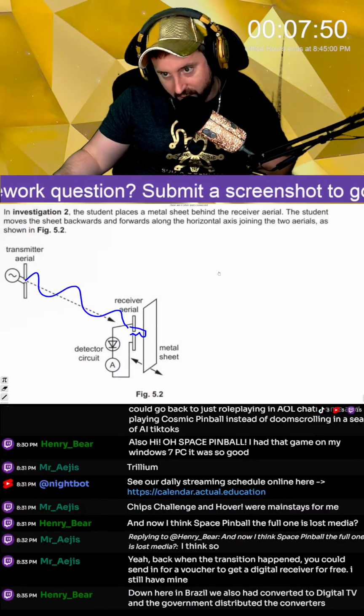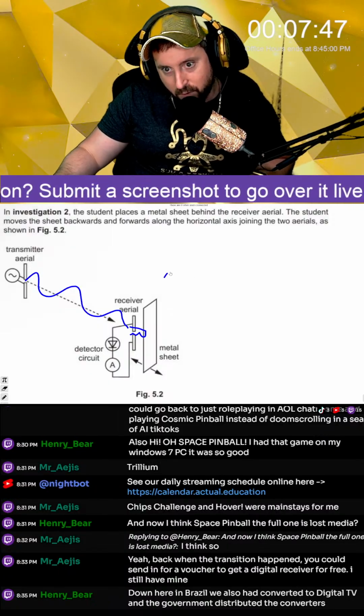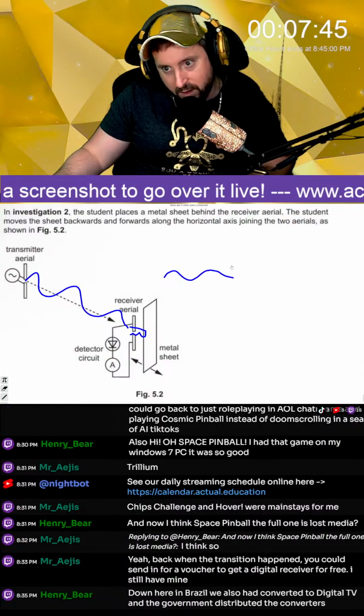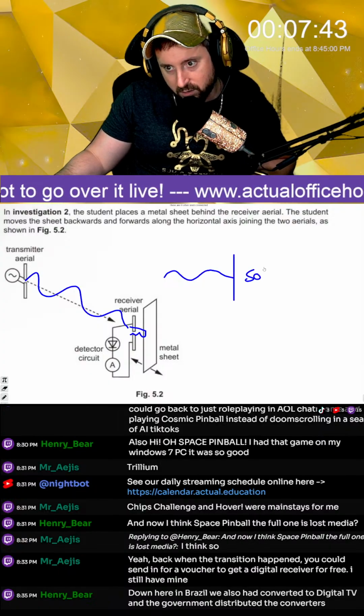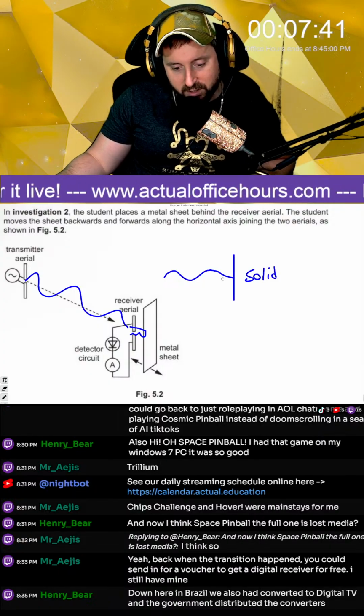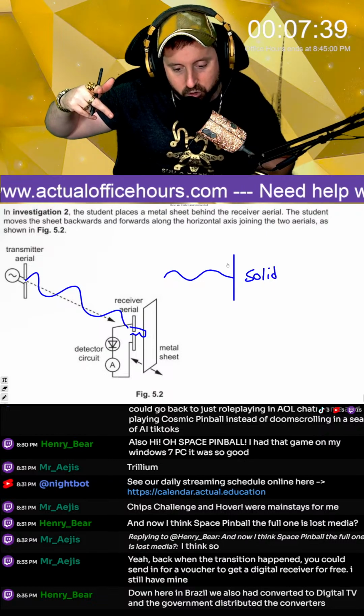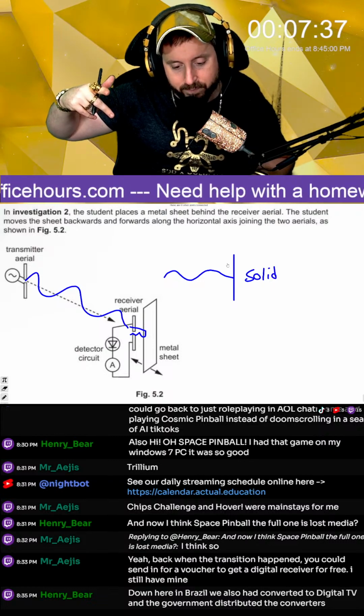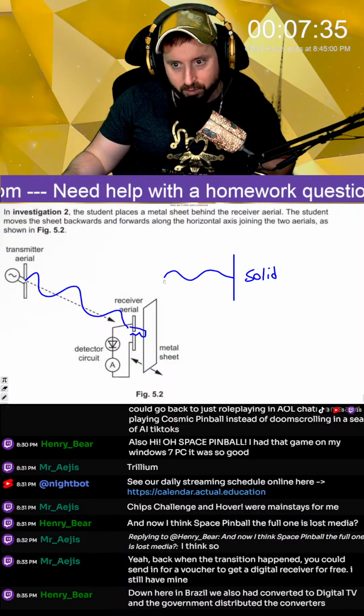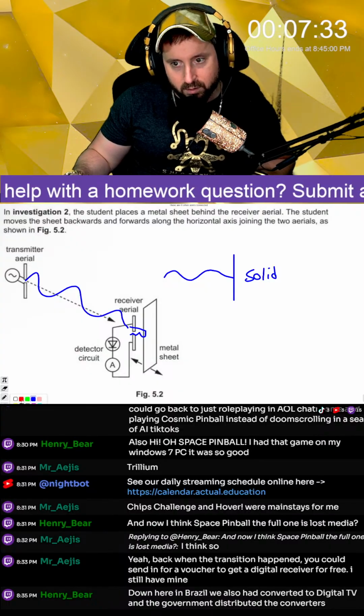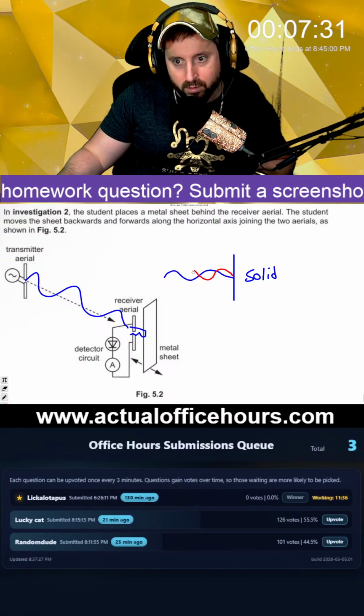I think, because, okay, I gotta remember how this works. If you have a traveling wave and it hits something solid, I believe the reflection is then automatically a 180 degree phase shift. So if a wave comes in this way, then it's gonna come out this way.